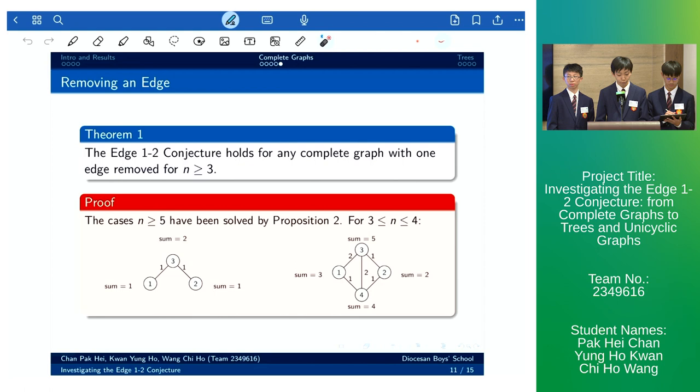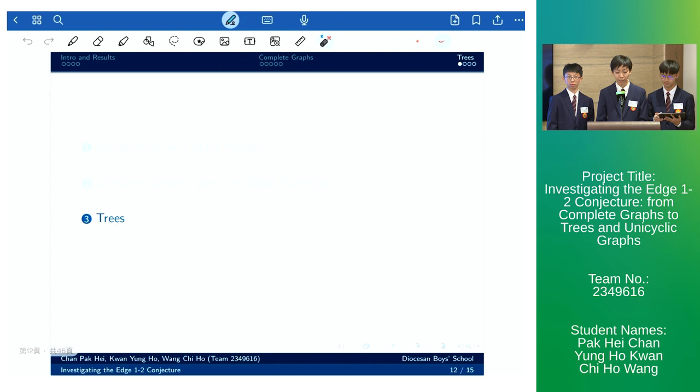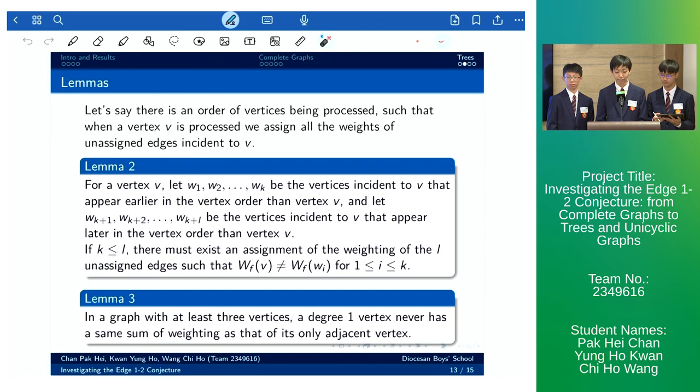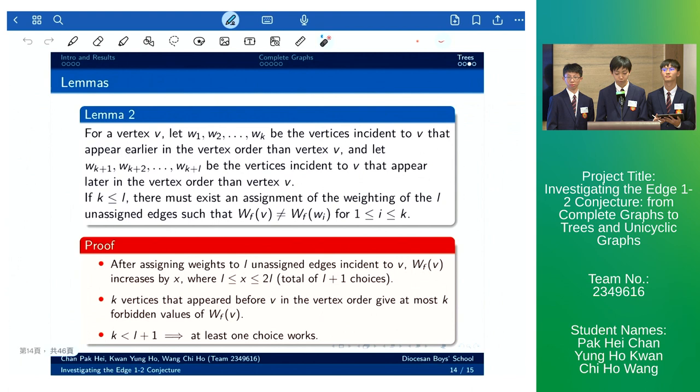Before we move on to trees, we will consider the following two lemmas. Let's say there is an order of vertices being processed, such that when the vertex v is processed, we assign all the weights of unassigned edges incident to v. To prove lemma 2, notice that we can increase the sum of weights of edges incident to v by x after assigning l edge weights, where x ranges from l to 2l inclusive, a total of l plus 1 choices. However, there are k adjacent vertices appearing before v, resulting in at most k forbidden values of the sum of incident edge weights. Therefore, at least one such choice works.